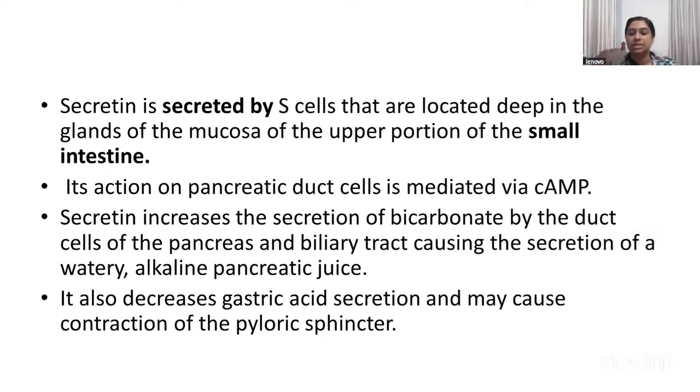Okay, so it is secreted by the S cells which are located deep in the glands of the mucosa of the upper portion of the small intestine, and its action on the pancreatic duct cells is mediated by cyclic AMP. It promotes the pancreatic secretions, causing a secretion of watery alkaline pancreatic juice. Okay, and the secretin increases secretion of bicarbonate by the duct cells of the pancreas and the biliary tract. It causes a secretion of watery alkaline pancreatic juice.